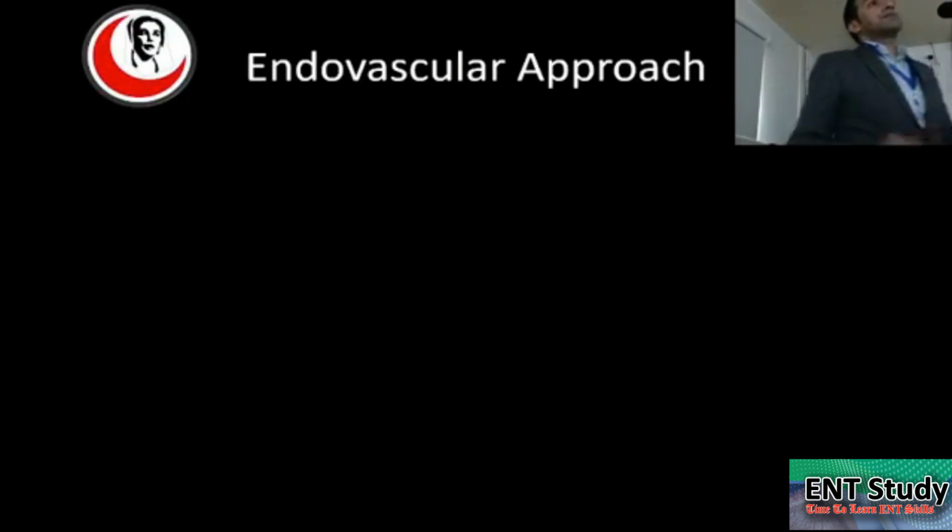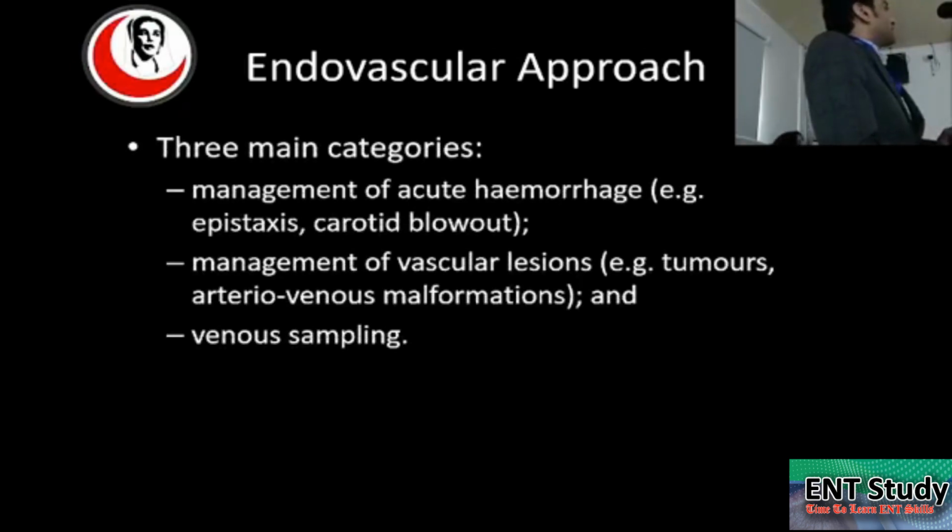Our main focus is the endovascular management in the head and neck, and that can be divided into three main categories: management of acute hemorrhage, management of vascular lesions, and venous sampling. In acute hemorrhage, epistaxis and the carotid blowout. Management of vascular lesions are the tumors, where we usually do the pre-surgical embolization of the tumors, and there is the arteriovenous malformation.